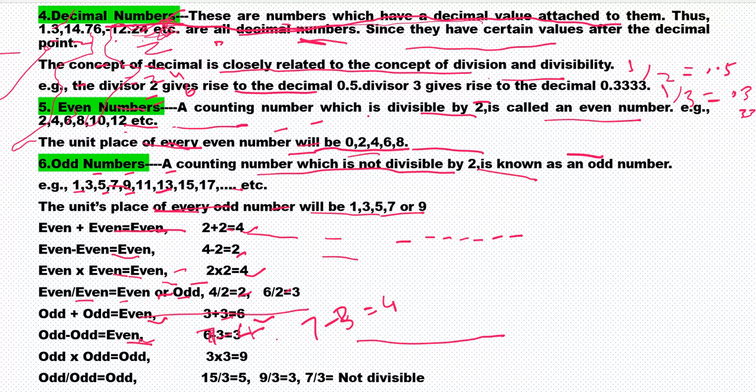Odd into odd is equal to odd. 3 into 3 is equal to 9, that is also odd. Odd divided by odd: 15 by 3 is equal to 5. 9 divided by 3 is equal to 3. 7 by 3 is not divisible.